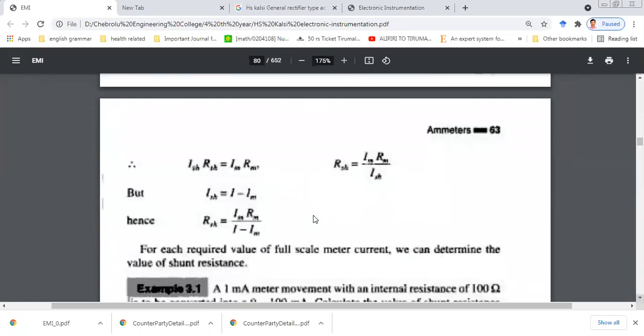In this case we know the meter resistance, and we know the full scale deflection current IFSD. Suppose we want to measure current from 0 to 10 amperes; I is the maximum of the current range, and IM is the meter current. With all these known parameters, we can find the shunt resistance. For each required value of full scale meter current, we can determine the value of the shunt resistance.